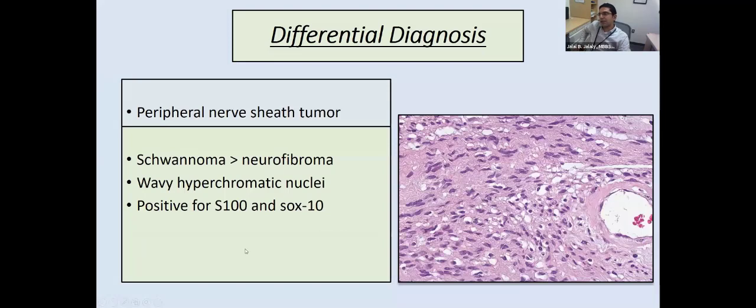Another possibility is a peripheral nerve sheath tumor, and that's a very frequent possibility, especially in the head and neck. And usually in this location, interestingly, the peripheral nerve sheath tumors are not typically associated with neurofibromatosis. Schwannomas are certainly more common than neurofibromas. Their nuclei are characteristically wavy, as you can see here, and they would usually stain with peripheral nerve sheath markers like S100 and SOX10.